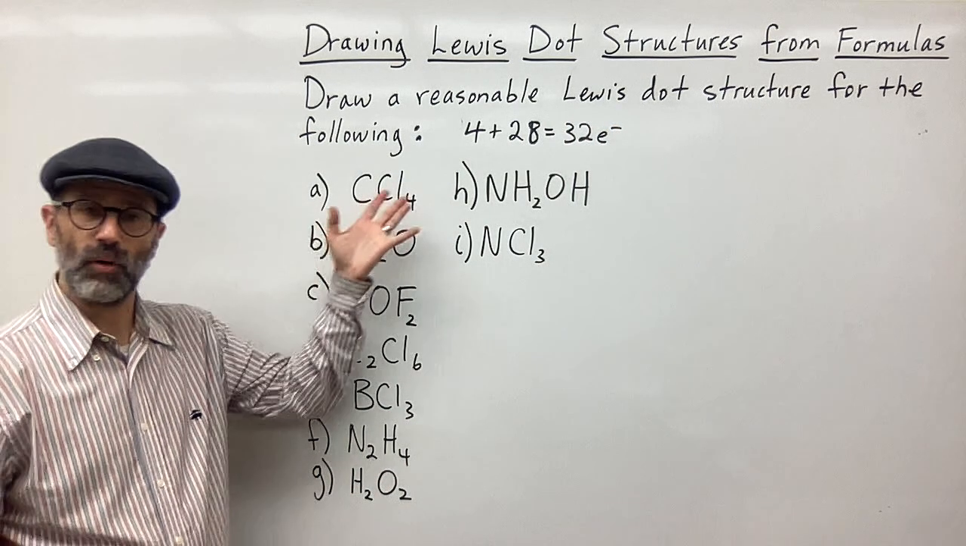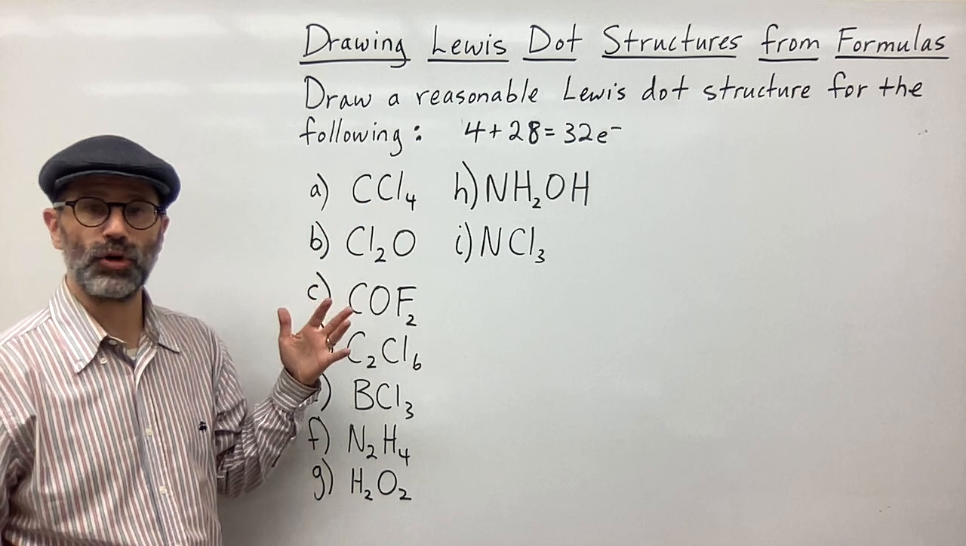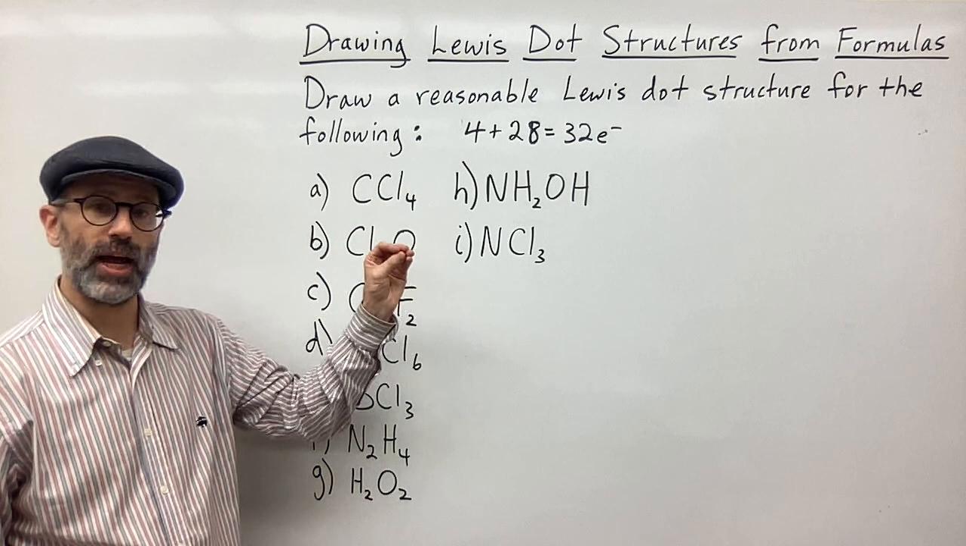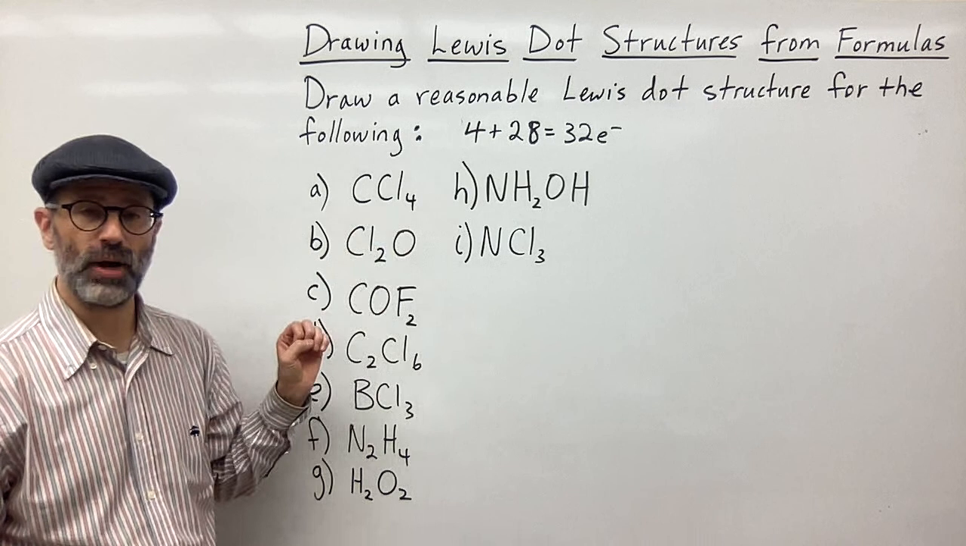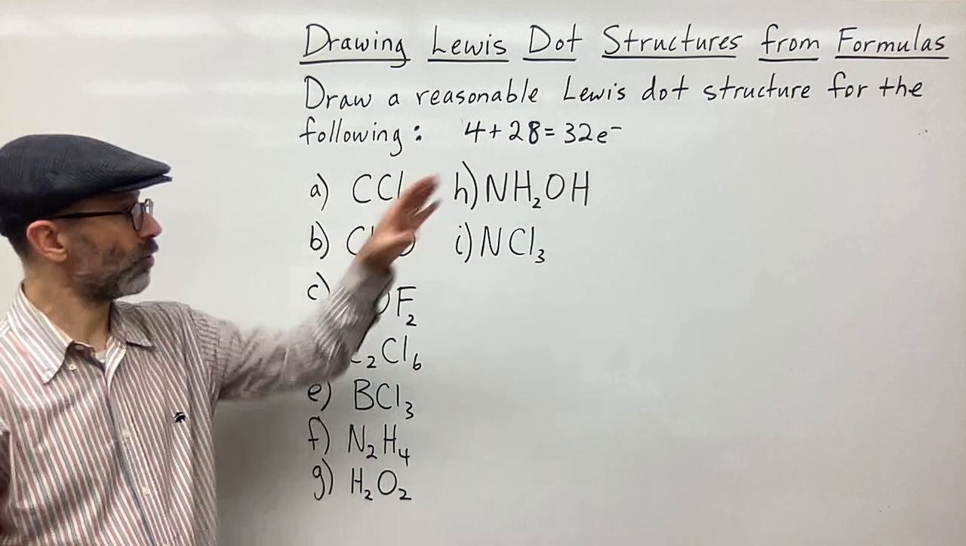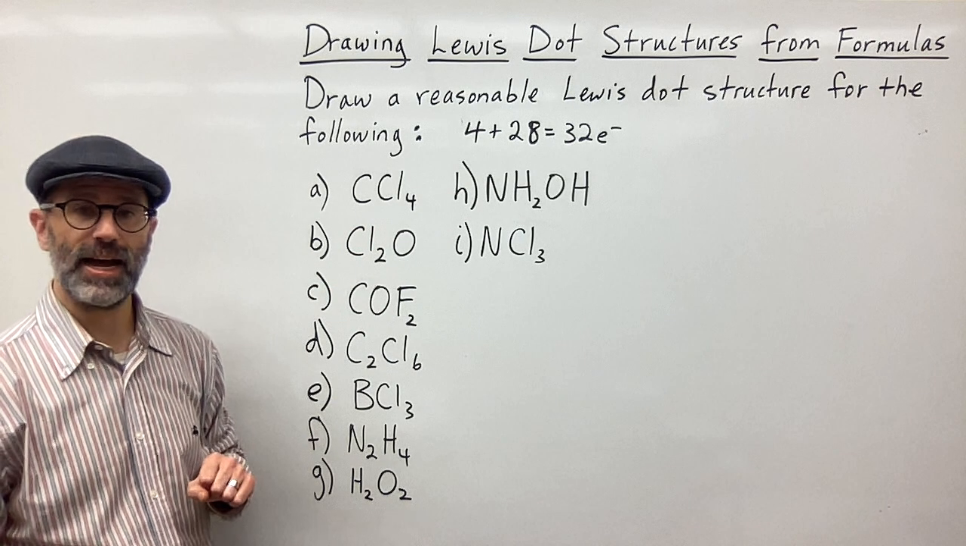Notice that we don't have any charges, so I don't have to worry about adding electrons for negative charges or taking electrons away for positive charges. So that's the total number of valence electrons that I have.